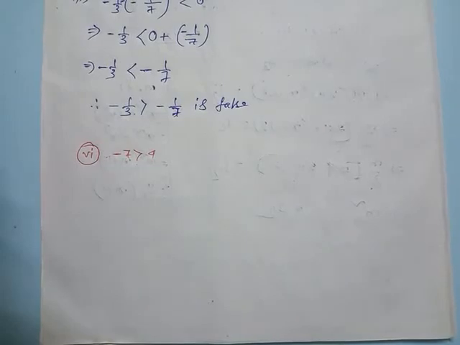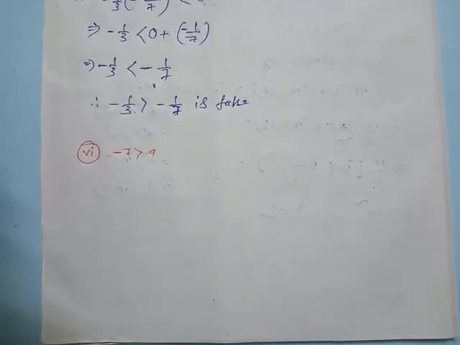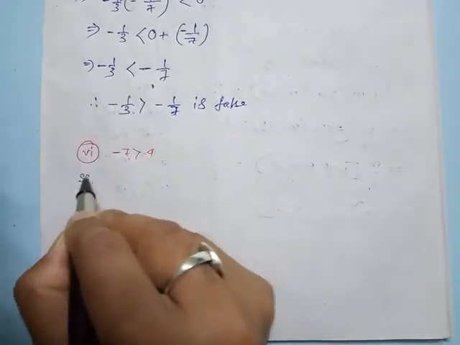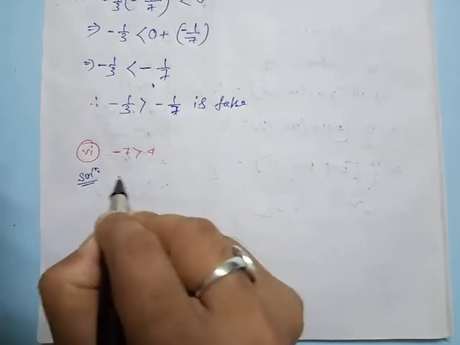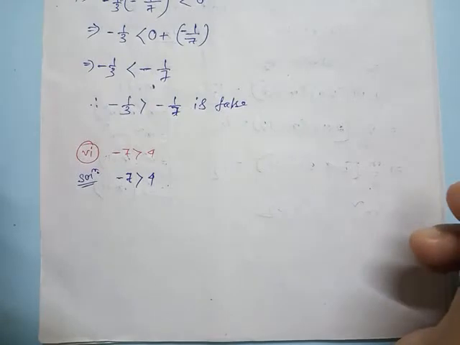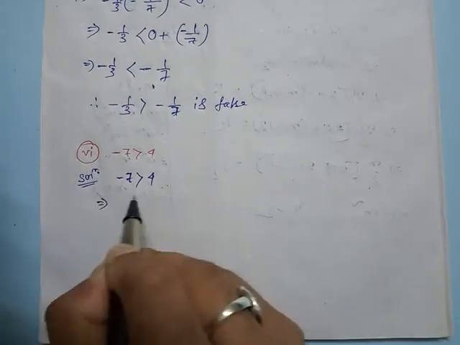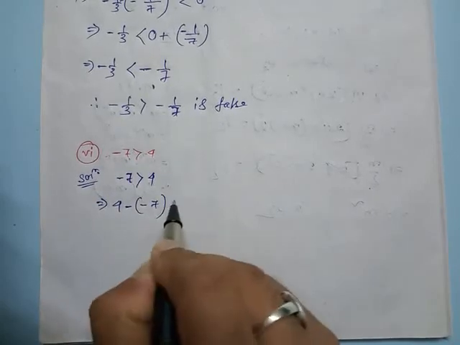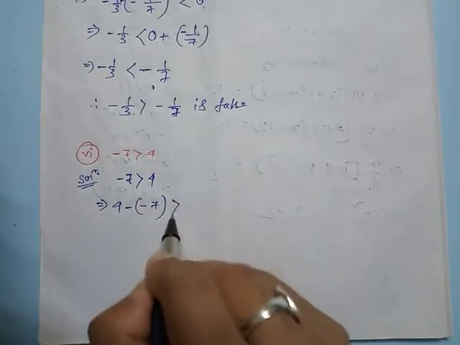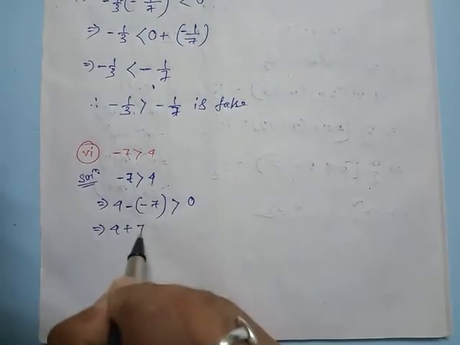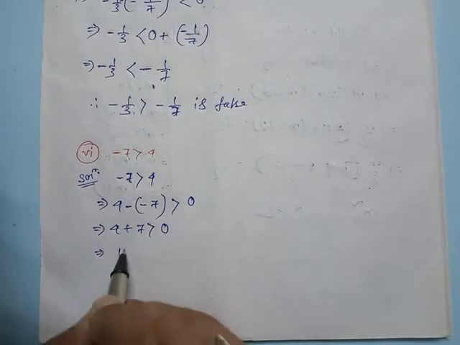Now student, we are going to solve Roman 6: minus 7 bigger than 4. We have to check whether it is true or false. First of all, I will write here solution, and this question again: minus 7 bigger than 4. Now just after that, I will write 4 minus (minus 7) bigger than 0. So in the next step, 4 plus 7 bigger than 0, so 11 bigger than 0.